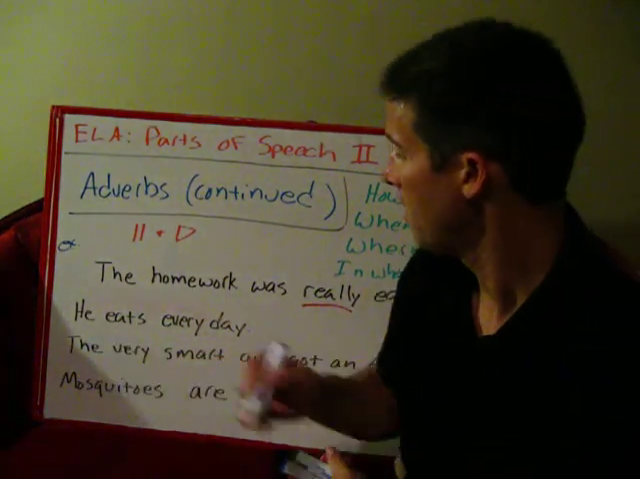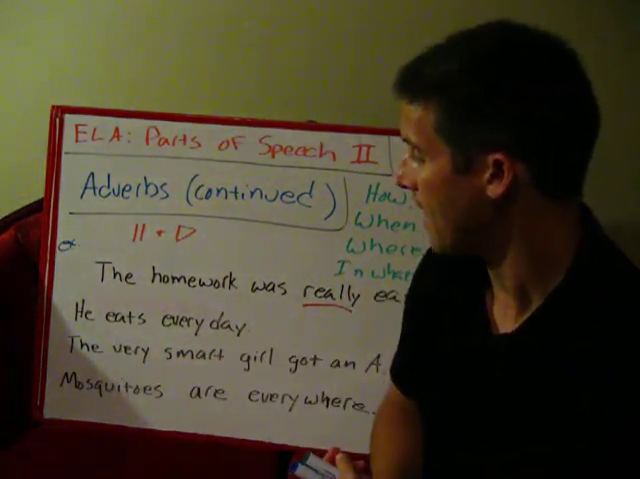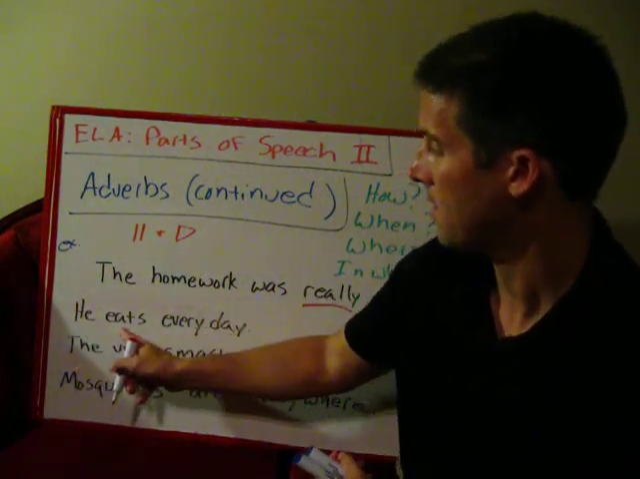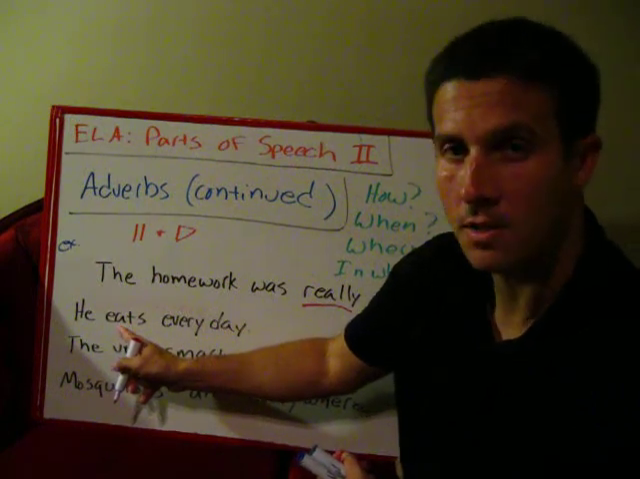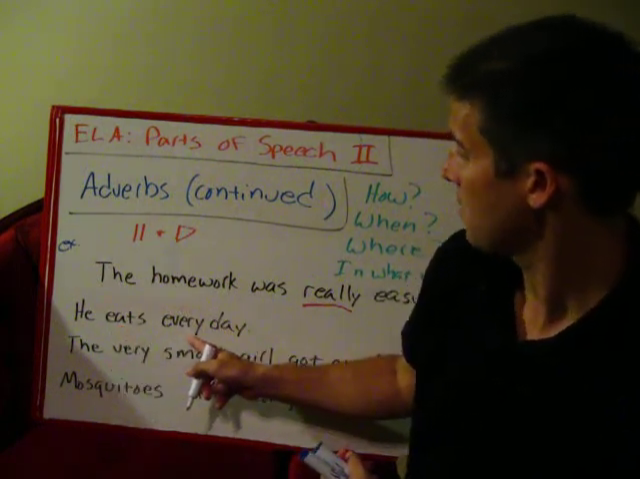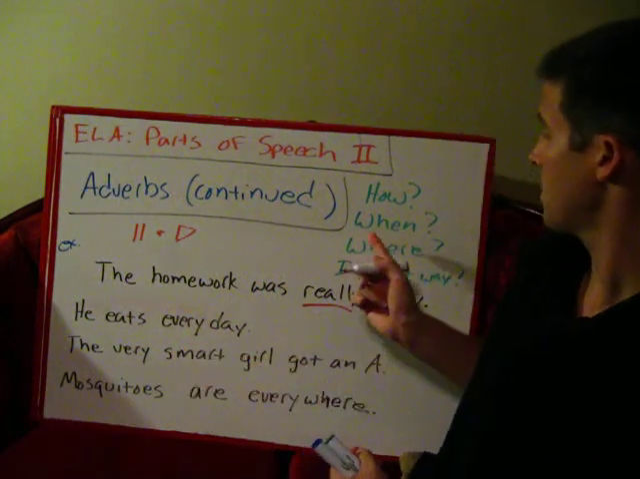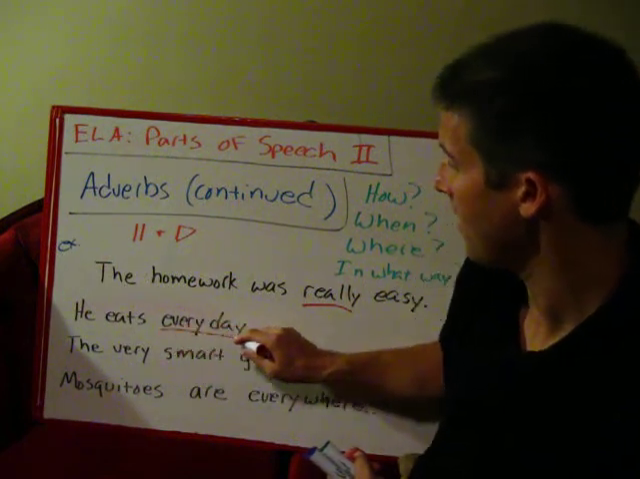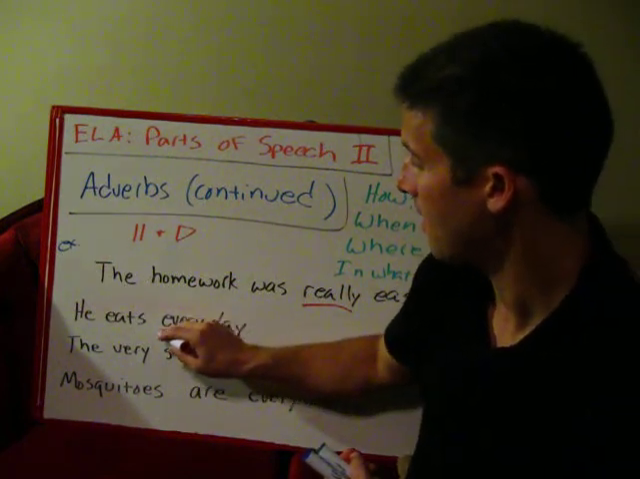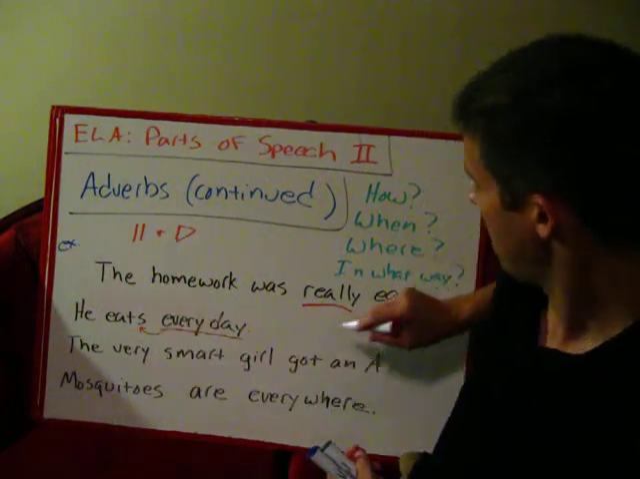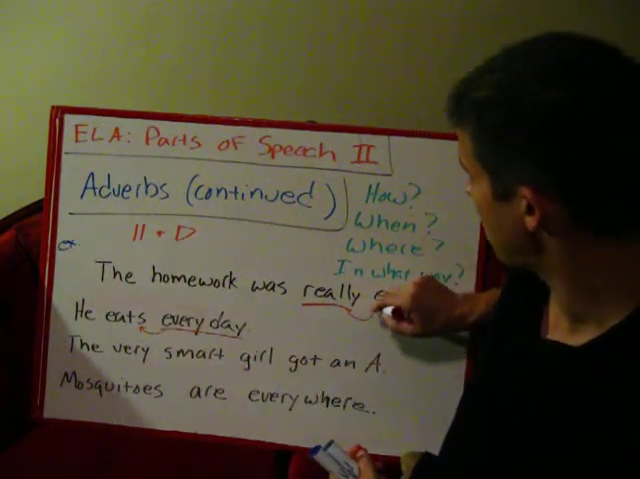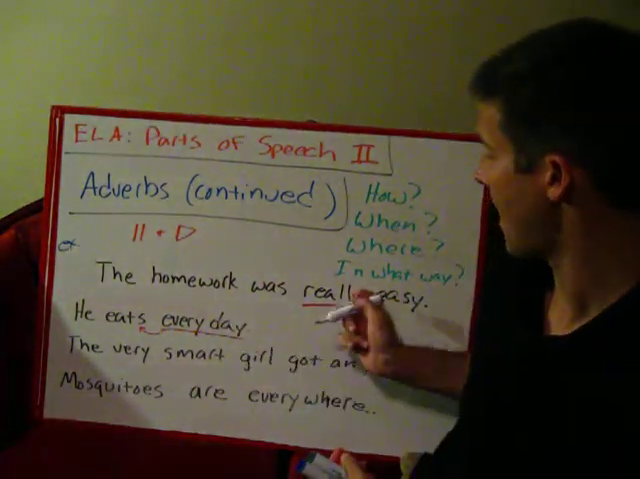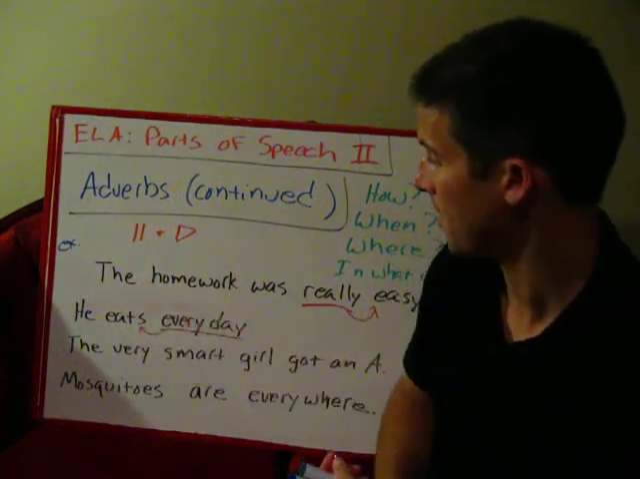Let's look at the next one. He eats every day. Well, he is a pronoun and it acts as the subject. Eats is the verb because that's an action. This word right here, every day, answers the question when. When does he eat? He eats every day. So this adverb describes that verb. But the previous adverb describes this adjective. Okay, so we have two adverbs, and one of them described an adjective, and one of them described a verb.